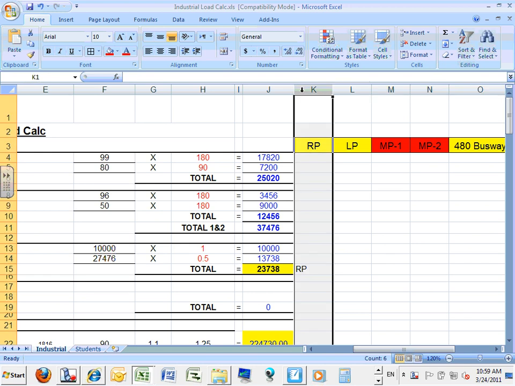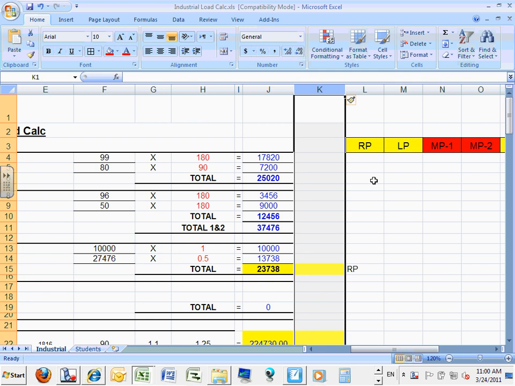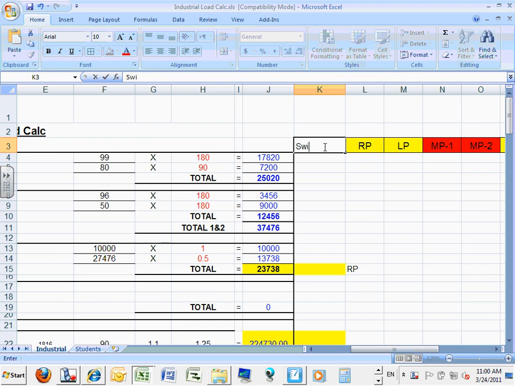Gentlemen, do me a favor, since you guys are listening to me and you're really nice: do you know how to insert the column? Highlight the top, click on the top here, right-click and insert. Did you guys insert the column? And can you name this one switchgear? Switchgear. No, you're going to insert the column. I'm just adding another one to make it really better than anything else.